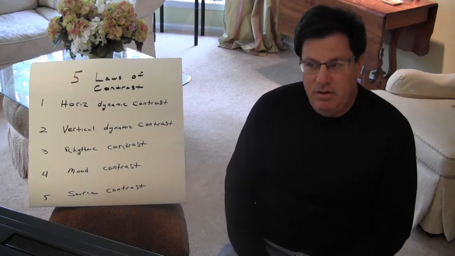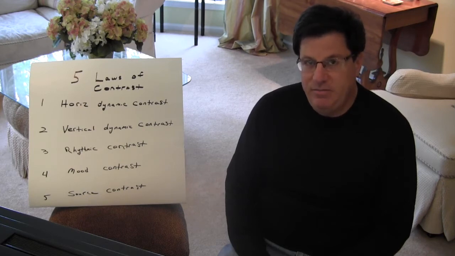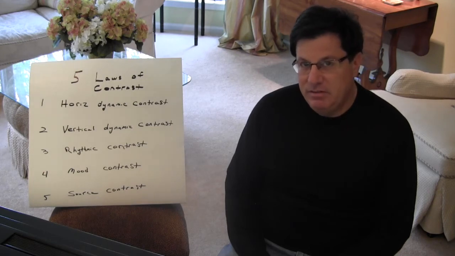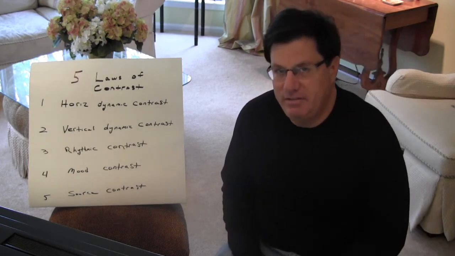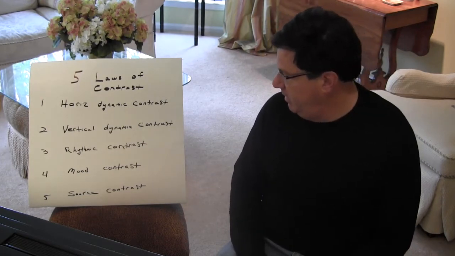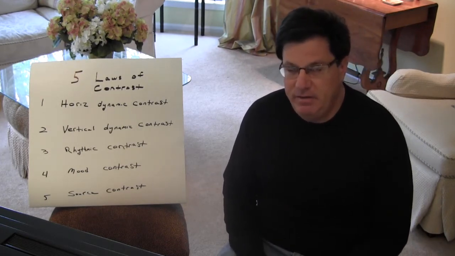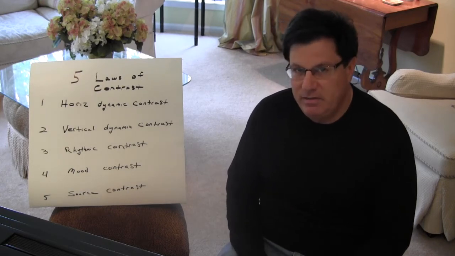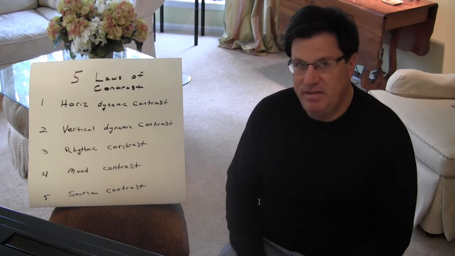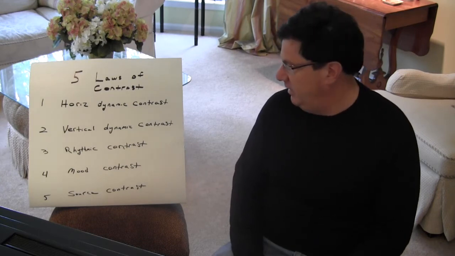These are how a performer creates emotional response, and in every piece, probably all 5 should be used, or at least considered. And the 5 laws of contrast to elicit emotional response are horizontal dynamic contrast, vertical dynamic contrast, rhythmic contrast, mood contrast, and something I call source contrast.